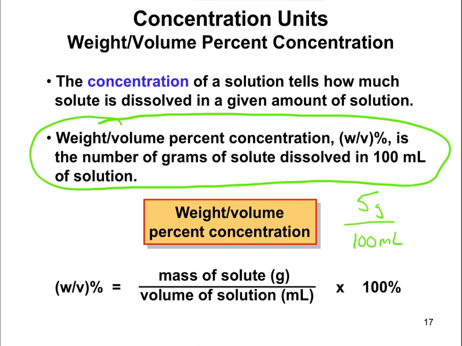So that's why I always tell people, make sure you not only understand mass in grams divided by volume in milliliters and then times 100 to get it to a percent, but also understand that a weight volume percent is basically going to be the number of grams in 100 milliliters. Right, so that's an important definition to know.